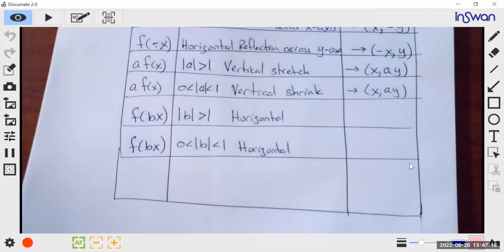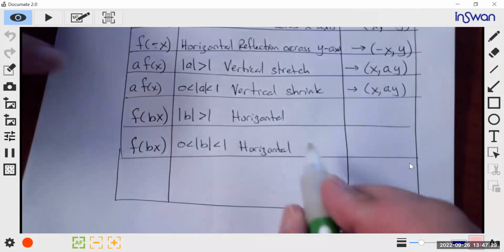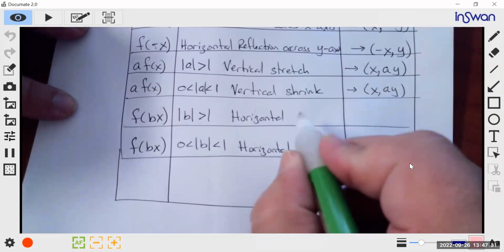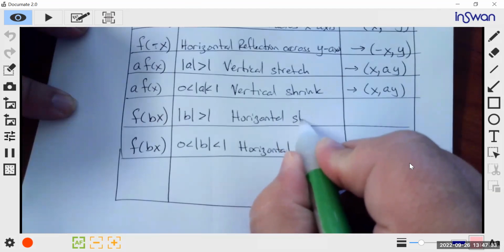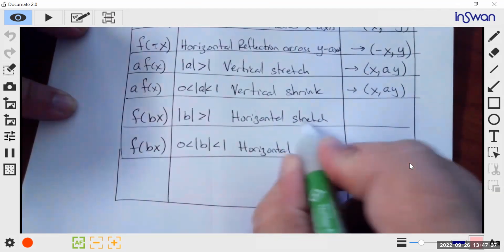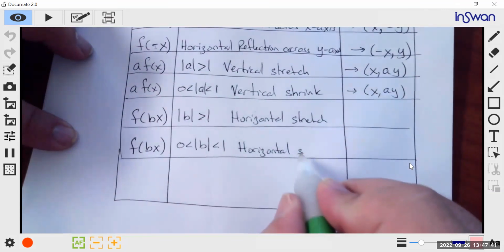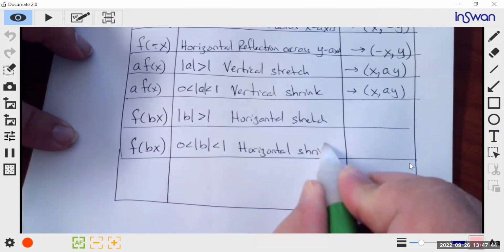Since it's inside, we know it's horizontal. If inside the coefficient, if it's bigger than 1, is that a shrink or a stretch? It's a shrink, right? It's a horizontal shrink, or stretch, yeah. If it's a fraction, then it's a shrink.